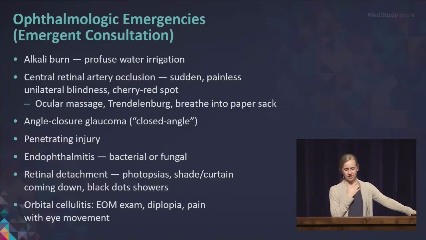got this infection there. Retinal detachment, so these people have photopsia. They'll describe a shade or a curtain coming down over their eye, or black dots. This is something that can be improved if you can get them into the hospital quickly. And then orbital cellulitis. It's one thing for someone to have a little eyelid infection or cellulitis of other parts of their eye, but as soon as it starts causing diplopia or pain with eye movement, then it becomes an emergency and you have to move it forward.